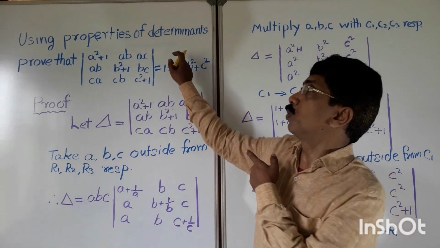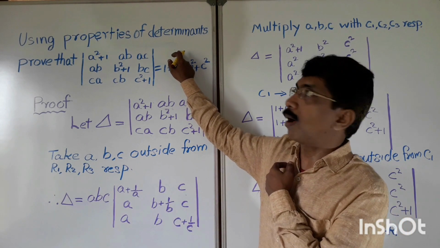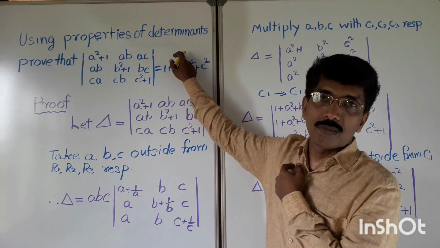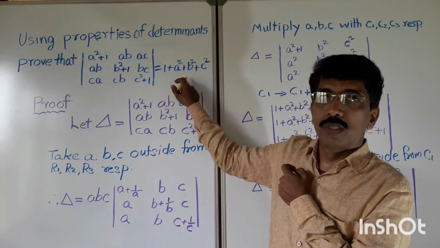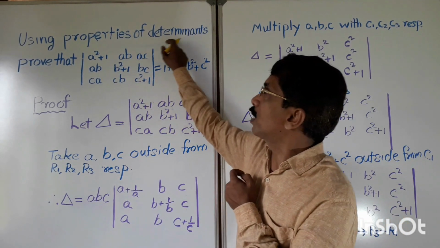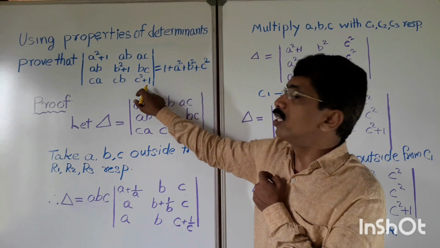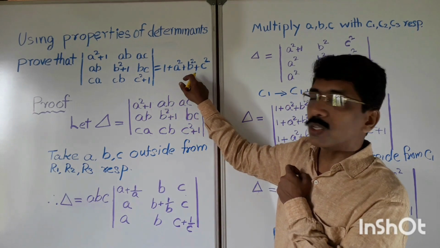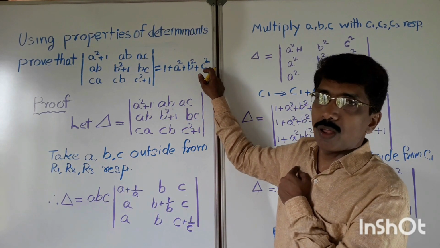Today we will move to one problem that is from determinants. This is a different problem. This is a proof: using properties of determinants, prove that this determinant equals 1 plus a square plus b square plus c square. That we have to prove.